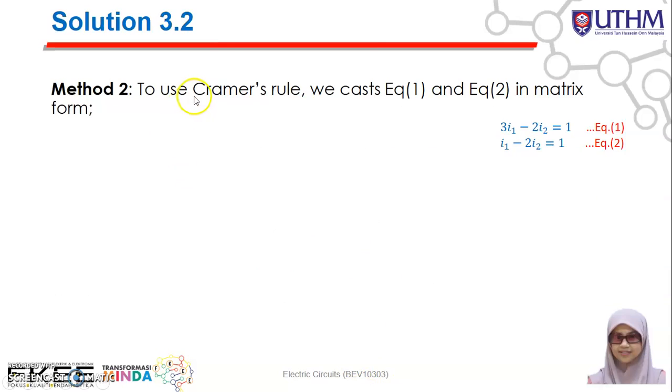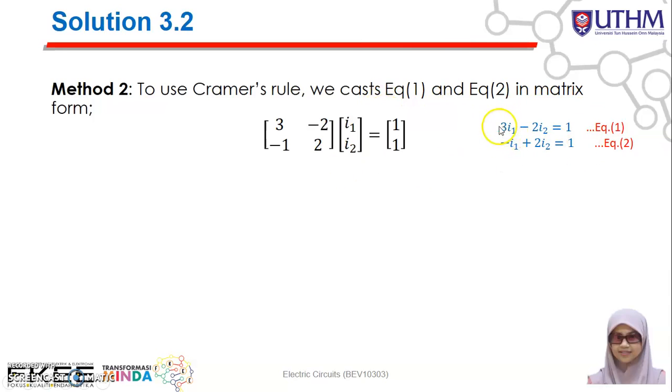And how about the second method, which is the Cramer rule? For using the Cramer rule, we need to cast equation 1 and equation 2 in matrix form. So you just refer to the previous slide. So this is equation 1 and equation 2. So we need to cast these two equations into the matrix form. Okay, so here you have 3, negative 2, negative 1 and 2. So you can rewrite in terms of the matrix form. Here you have 3, negative 2, negative 1 and 2.